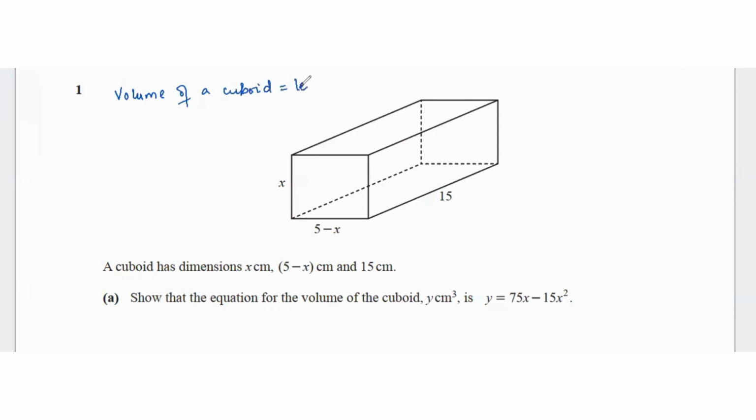So we need to begin with writing the formula for the volume of the cuboid, which is basically length times width times height. Hence, we multiply x with 5 minus x and 15, which is going to give us 75x minus 15x squared. 15 times 5 is 75, 75 times x is 75x, and then 15 times x and x is 15x squared.